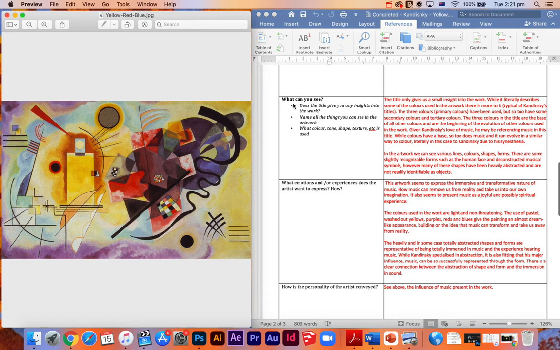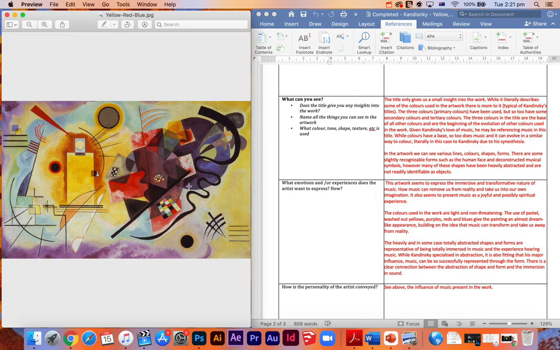So I've got some more questions here. What can you see? Does the title give you any insights into the work? The title's Yellow, Red and Blue, and I've said here, the title only really gives us a small insight into the work. While it literally describes some of the colours used in the artwork, we can see yellow, red and blue here, there is more to it, and that's typical of the titles that Kandinsky uses.